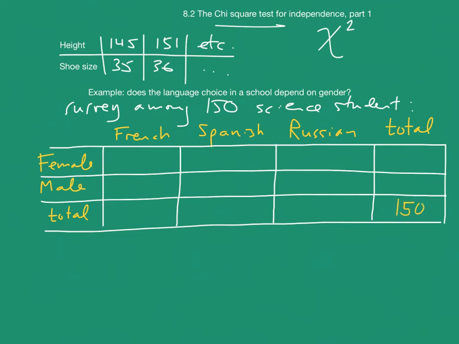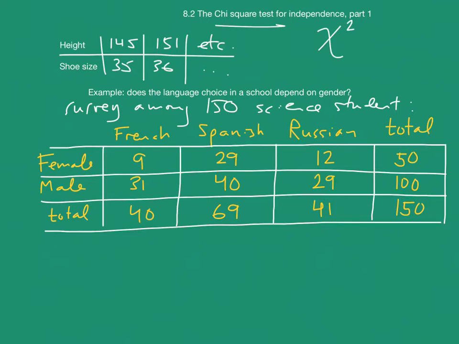So we have 150 students, and after our survey, we found that there were 50 females, 100 males. So you can see the total of each group. There were 41 Russian students altogether, 69 Spanish students, and 40 French students. And out of the 40 French students, 9 were female and 31 were male. There were 40 male Spanish students and 29 female, 12 female Russian students and 29 male Russian students.